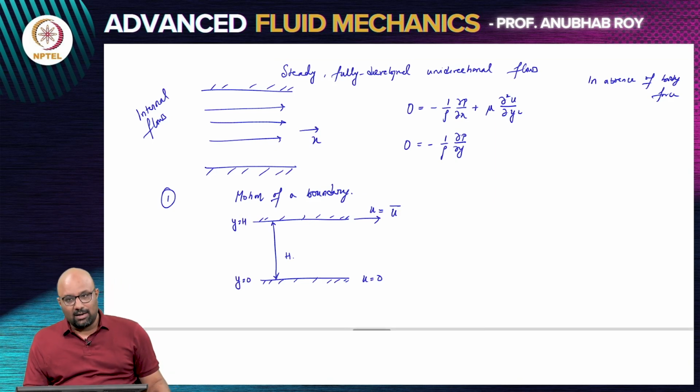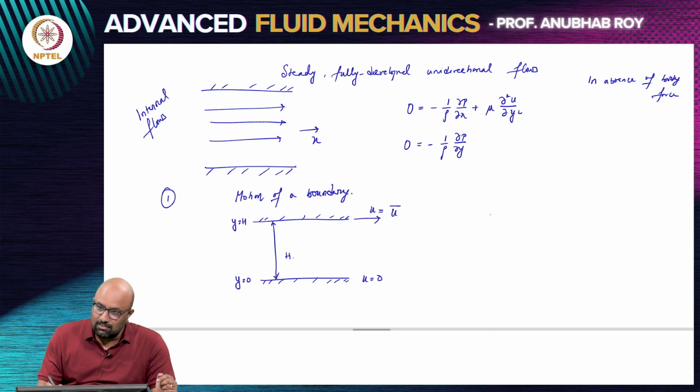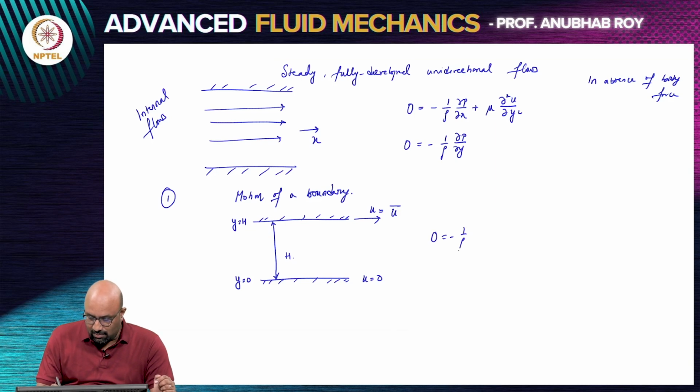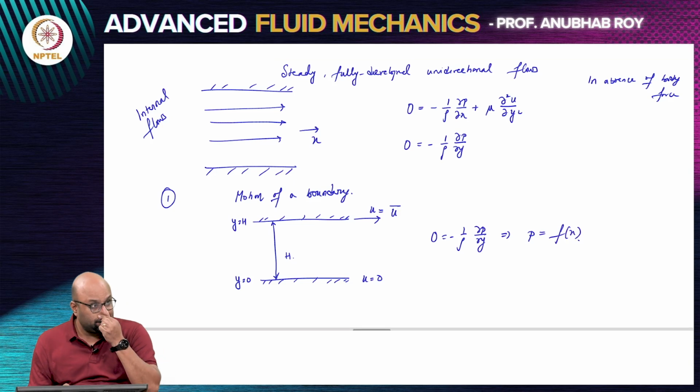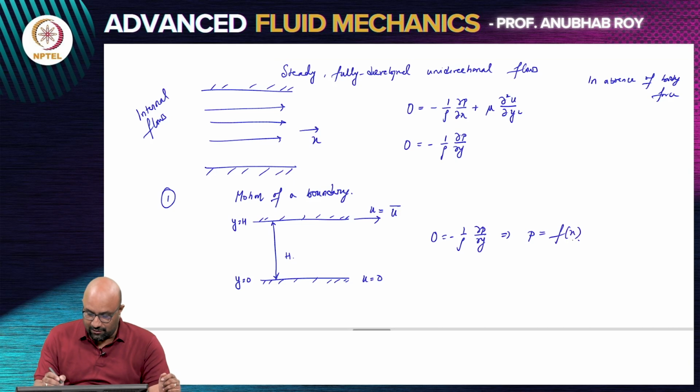So this is a configuration where I move the top surface with a certain velocity, and then I try to understand what would be the velocity field that is being set up due to the governing force balance that I have. So in the y direction, I have 0 equals minus 1 by rho dou p dou y, which means pressure is purely a function of x. There is no y variation of pressure.